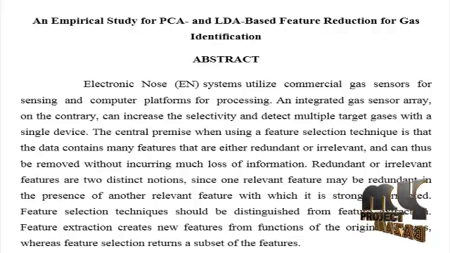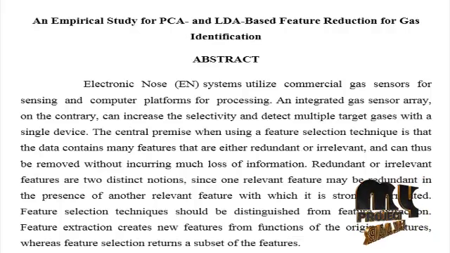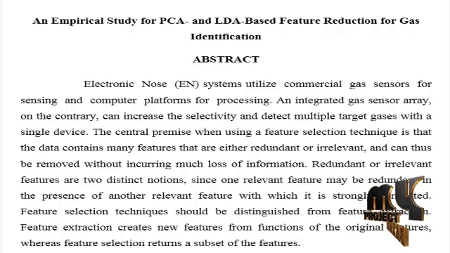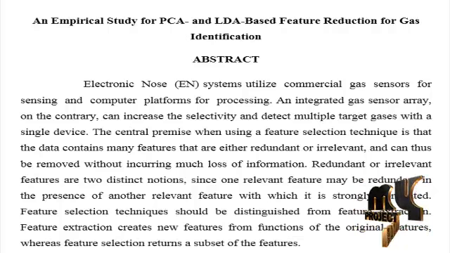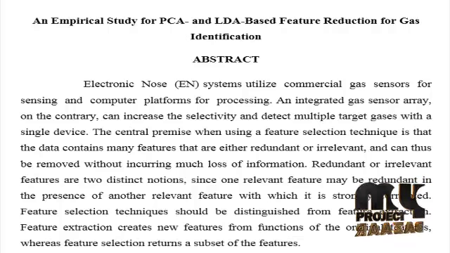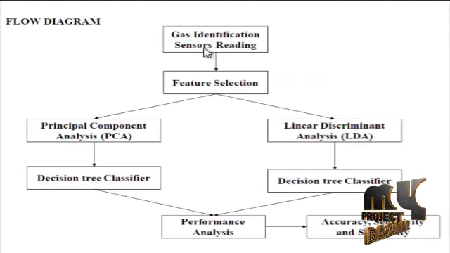LDA is closely related to analysis of variance and regression analysis, which also attempt to express one dependent variable as a linear combination of other features or measurements. Finally, a decision tree classifier is used for analyzing these feature selection methods. Let me discuss the flow diagram for our process.